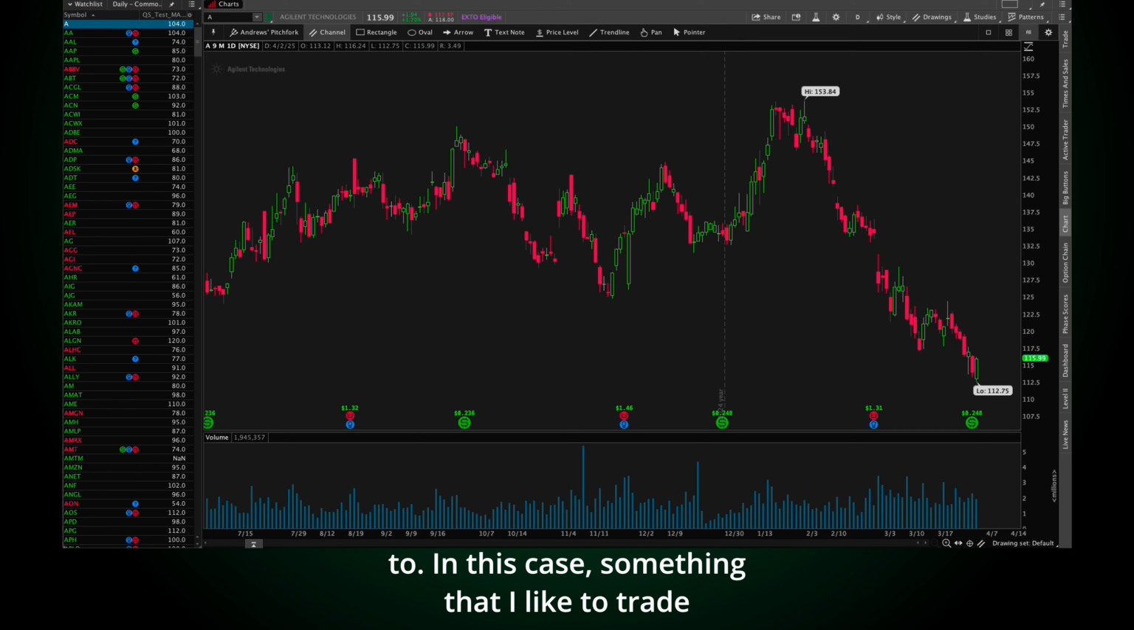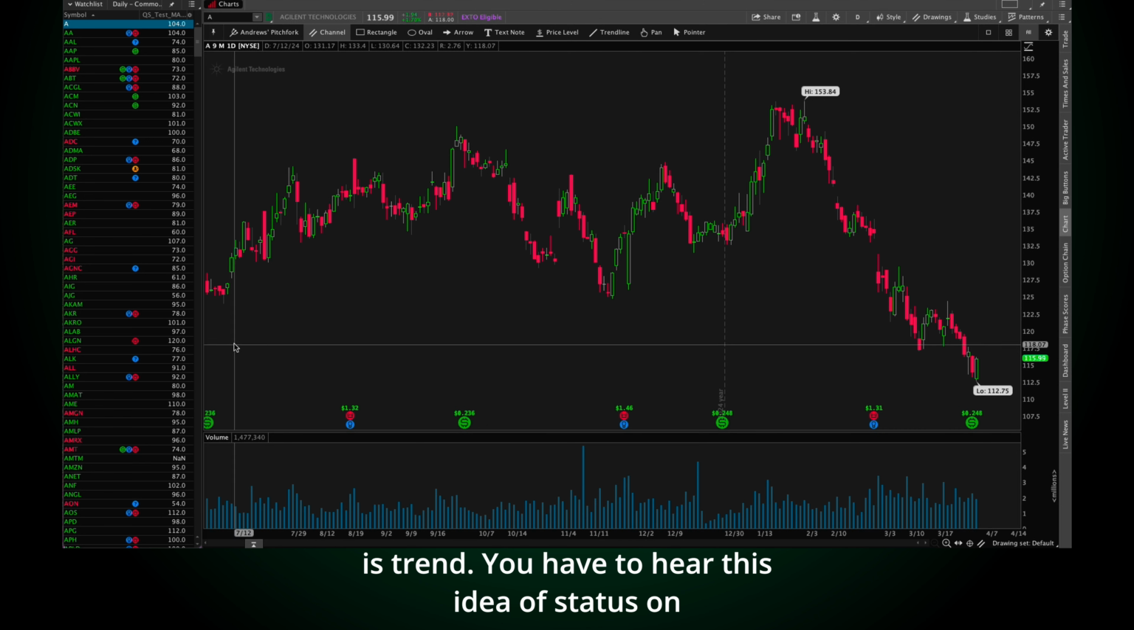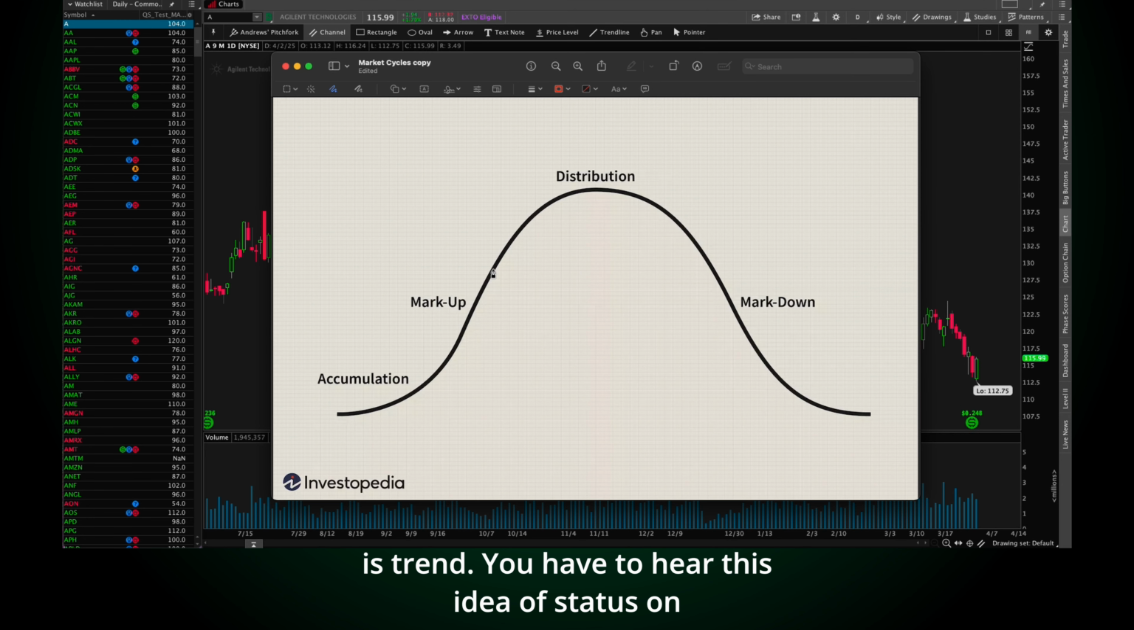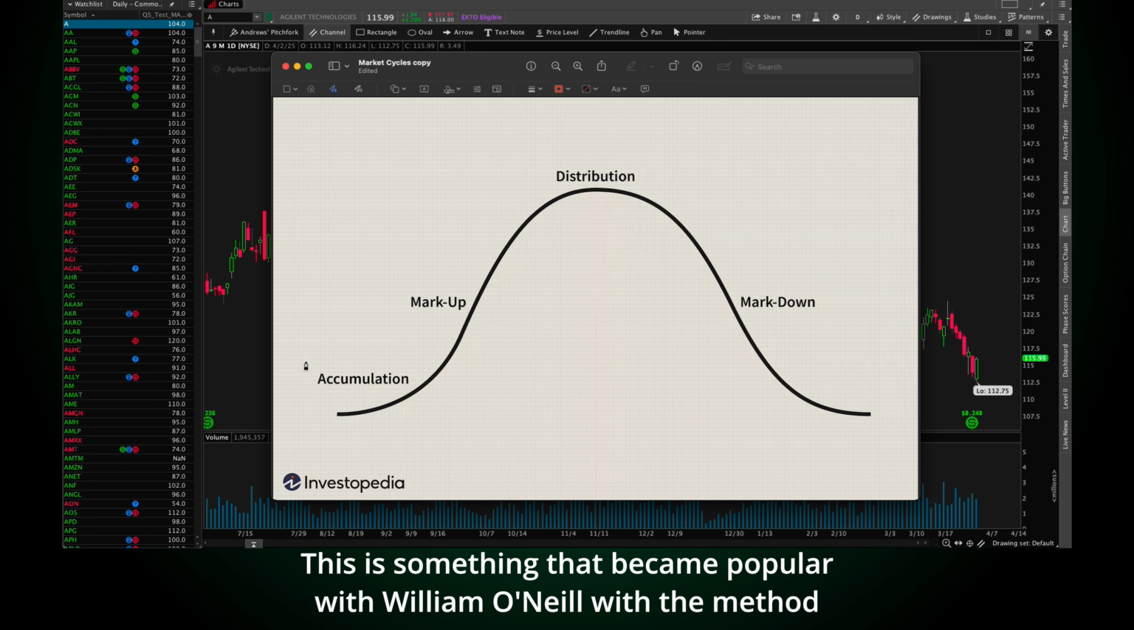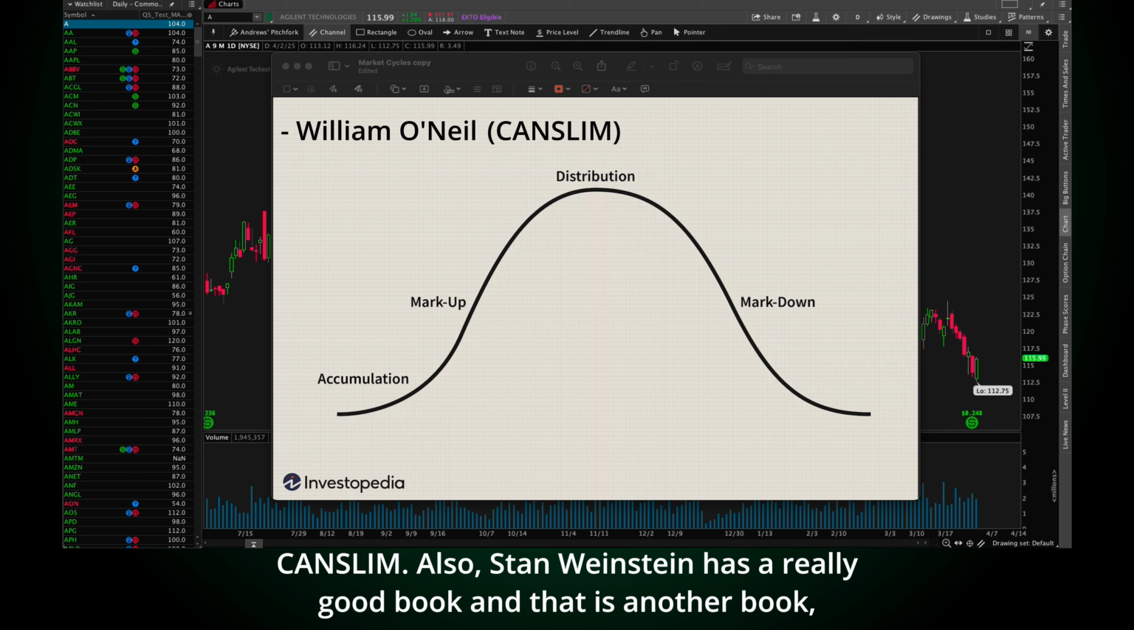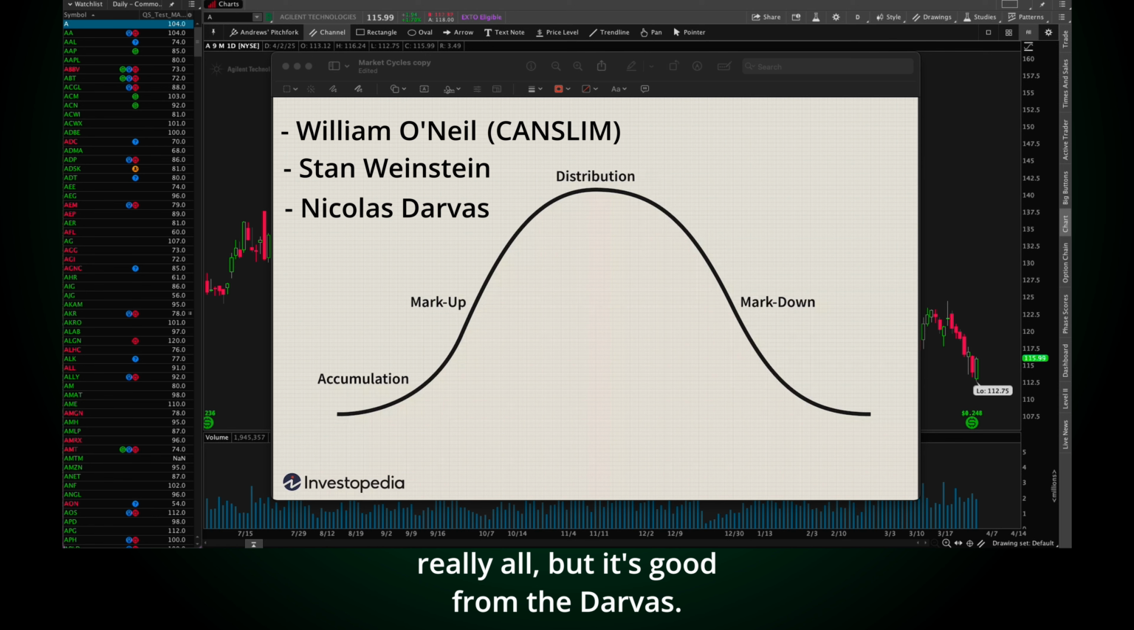In this case, something that I like to trade is trend, and you have this idea of stages in the trend and how the cycle moves, right? This is something that became popular with William O'Neill and the method CAN SLIM. Stan Weinstein also has a really good book, and there is another book, really old, but good, from Darbax.